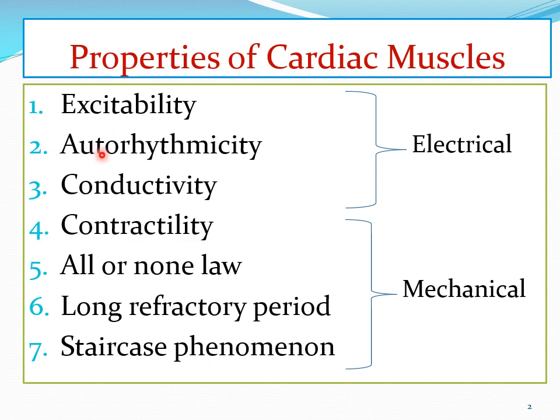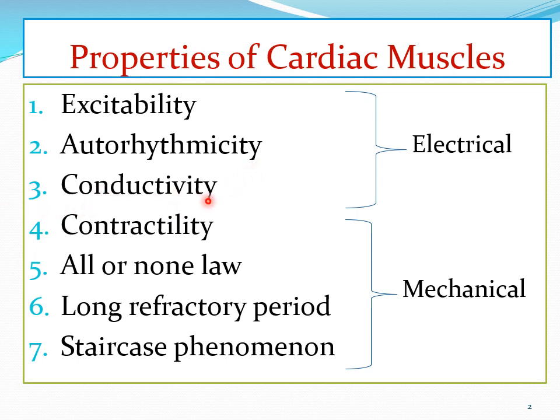Okay, now the next property, autorhythmicity. So what is the meaning of autorhythmicity? It is the ability of the tissue to produce impulses automatically and rhythmically, and it is a very special property of the heart. Only heart muscle shows this property, that the heart produces its own impulses automatically and rhythmically. Okay, we'll go into it later on.